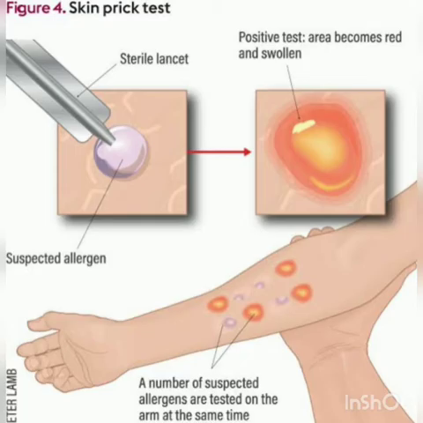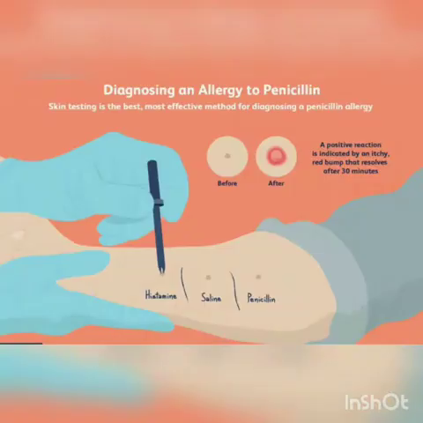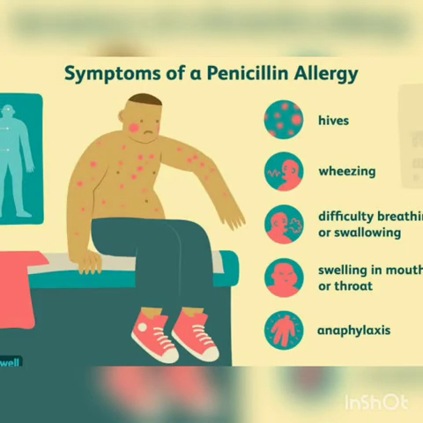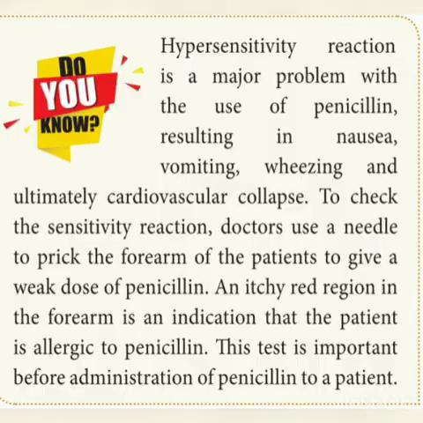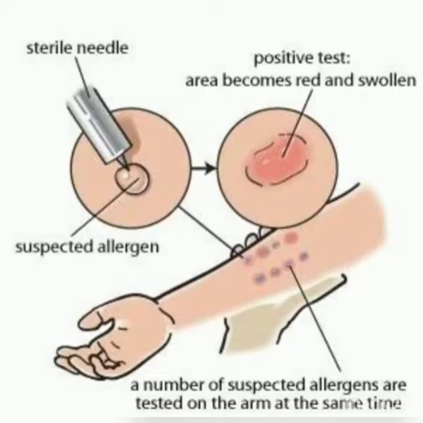So hypersensitivity reaction is the major problem with the use of penicillin, resulting in nausea, vomiting, wheezing, and ultimately cardiovascular collapse. To check the sensitivity reactions, doctors use a needle to prick the forearm of the patient to give a weak dose of penicillin. And each red region in the forearm is an indication that the patient is allergic to penicillin.